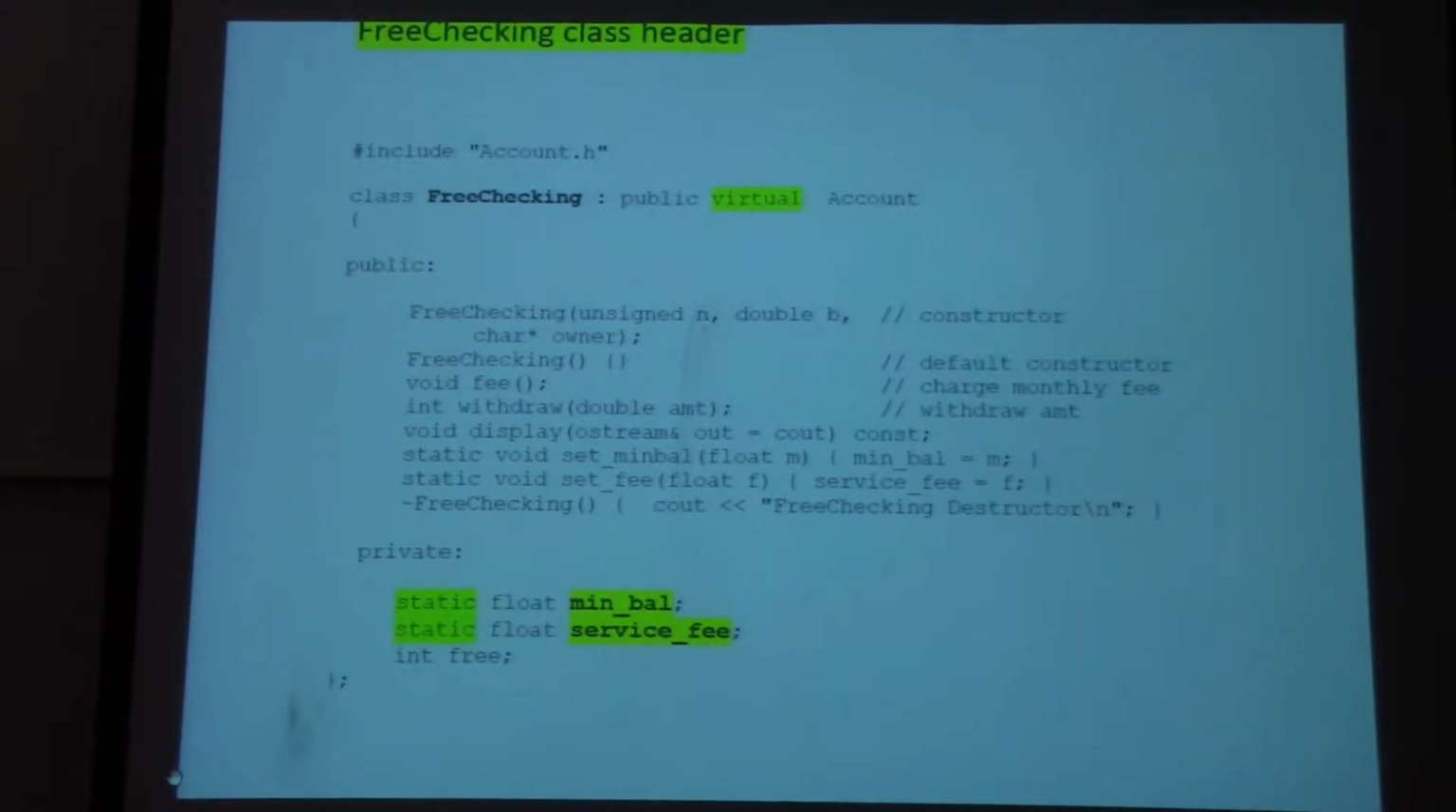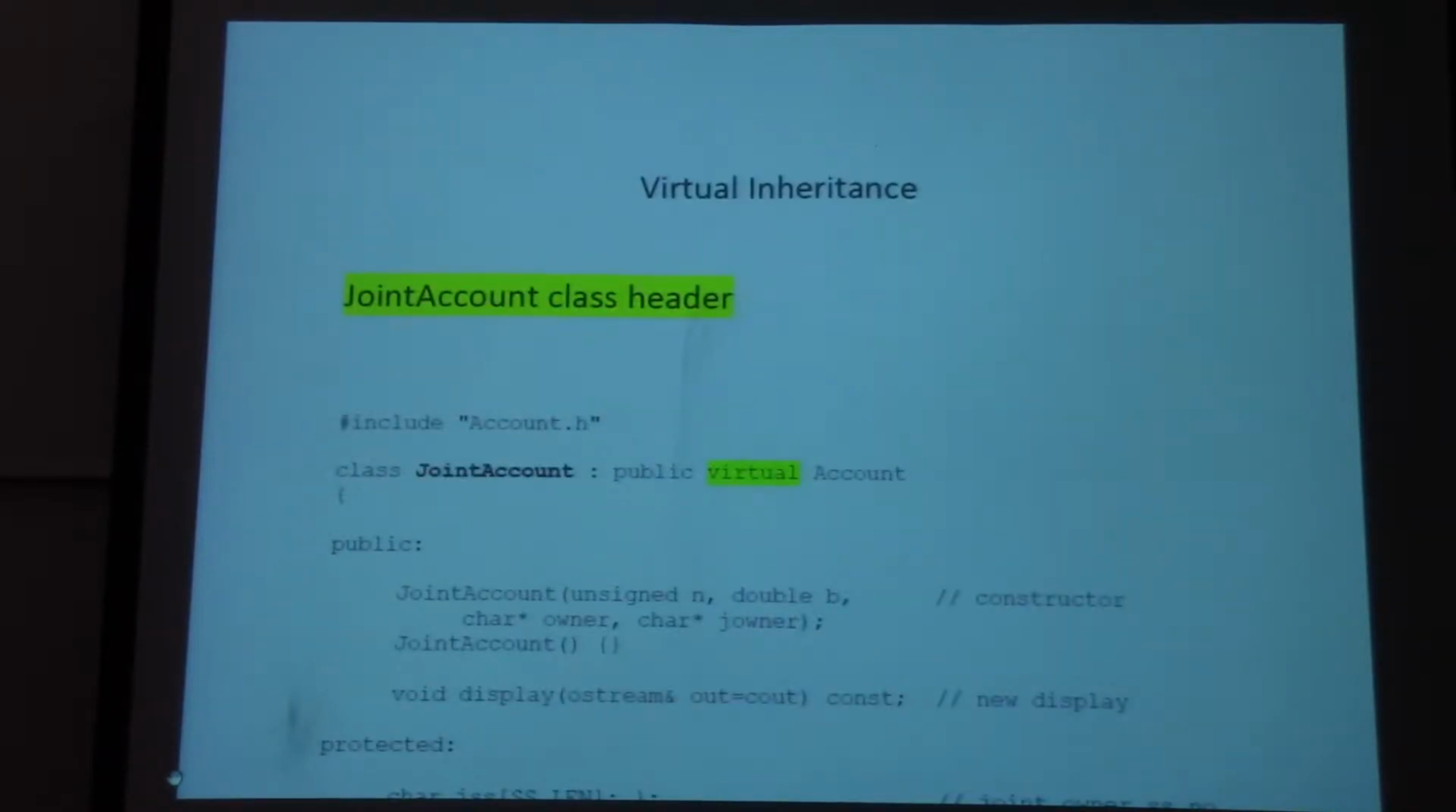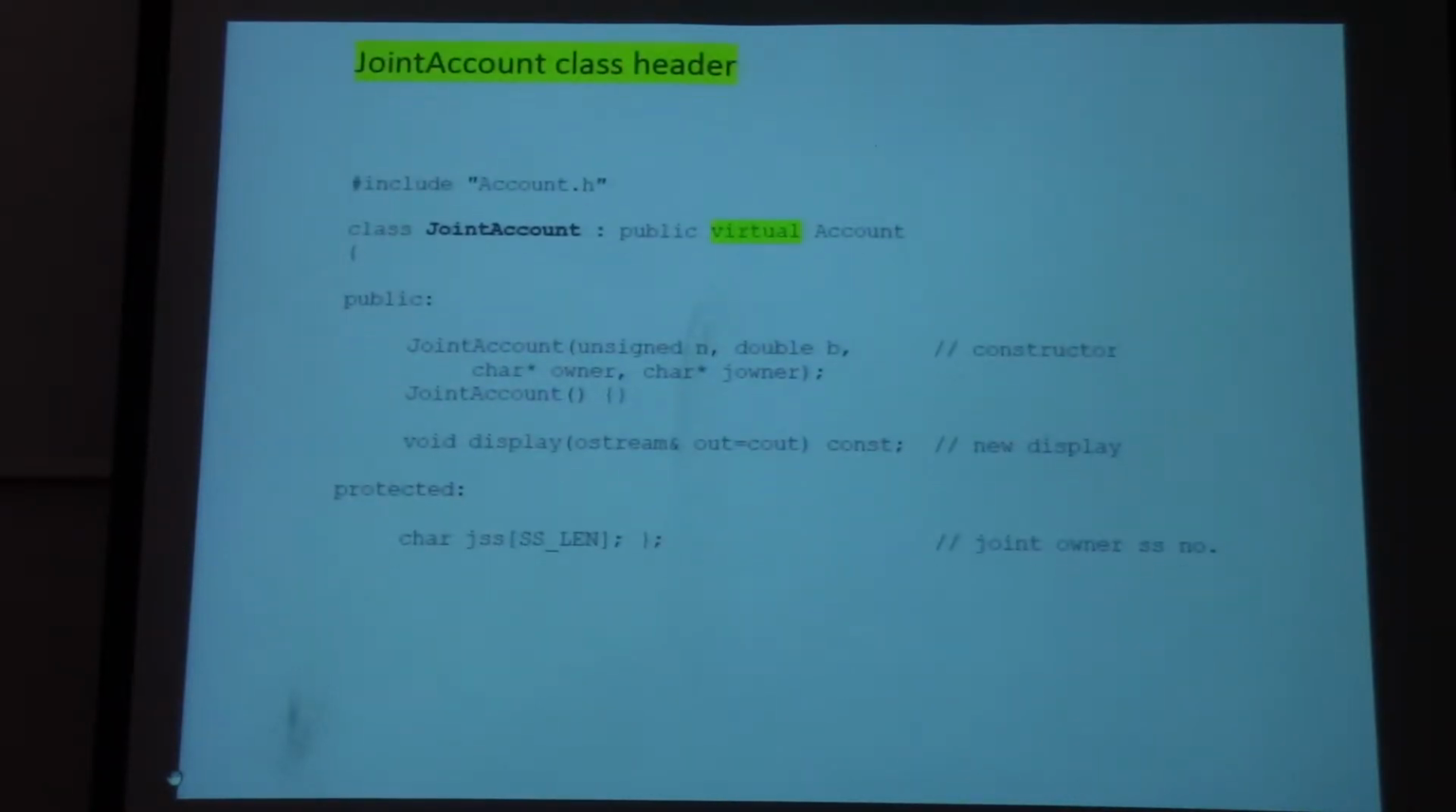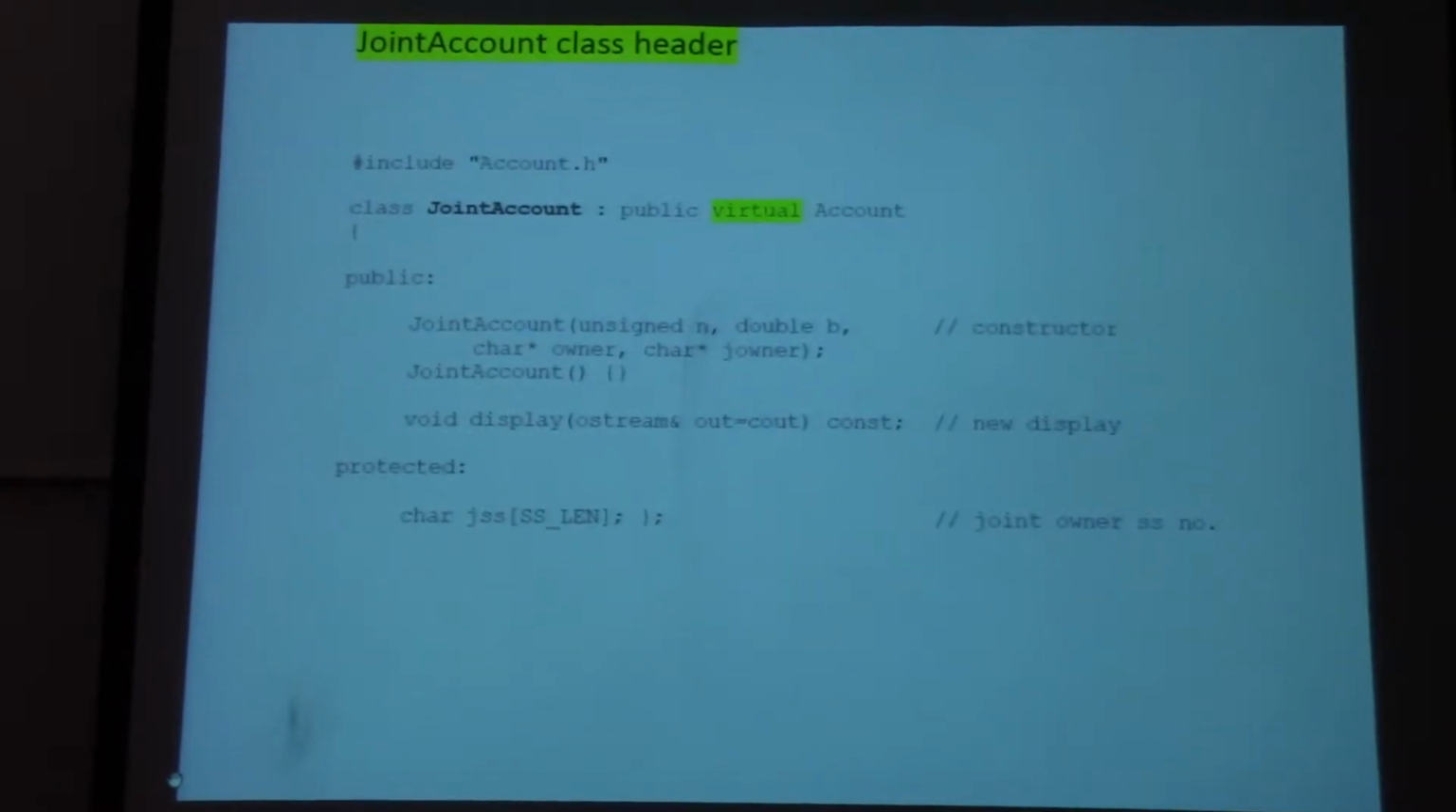Okay. So, you can see that it's going to be a virtual account. Now, what I'm doing is, so I have free checking as a subclass, then I'm going to create another class, joint account, which I'm saying is also a virtual subclass. Okay. So notice that I have another constructor, default constructor. I have my override of the virtual. I don't know if it's virtual or pure virtual. I add another appended member. This is the joint social security number.